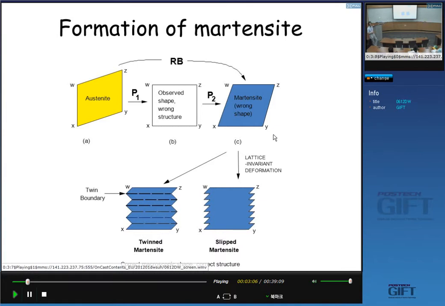So to make the wrong shape into the observed shape, we introduce the lattice invariant shear, which changes the shape but does not have any influence on the crystal structure, such as slip or twin.